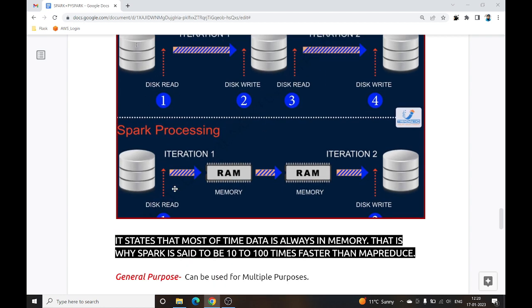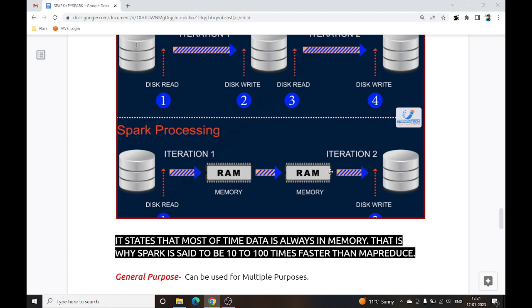Now let's understand how Spark will work here. Spark will initially pick the data from HDFS. In that scenario, it requires disk access. Now it will put all the data in RAM, in memory instead of disk. It will process the data, and once the processing is done, only then will it write the data to HDFS.